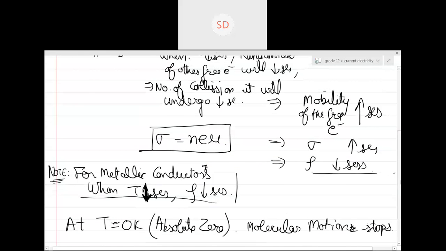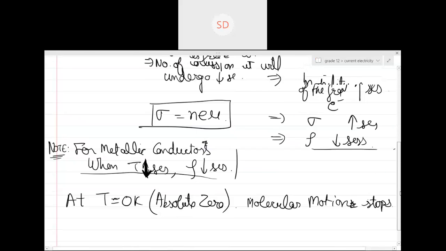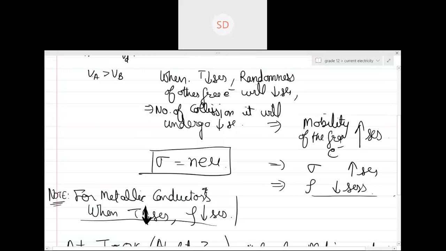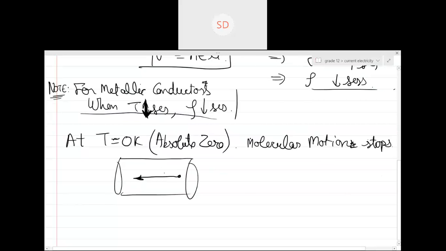If all the molecular motion stops, then will this electron collide with any other electron if it's not in the path? No. So basically, if I assume that other electrons are not in the path of this electron, then this electron will move in a straight line, without any collision, without any zigzag path. Why was the electron changing its path? Because of collision with other electrons. But now the other electrons are not moving, so we assume it clears a straight pathway.